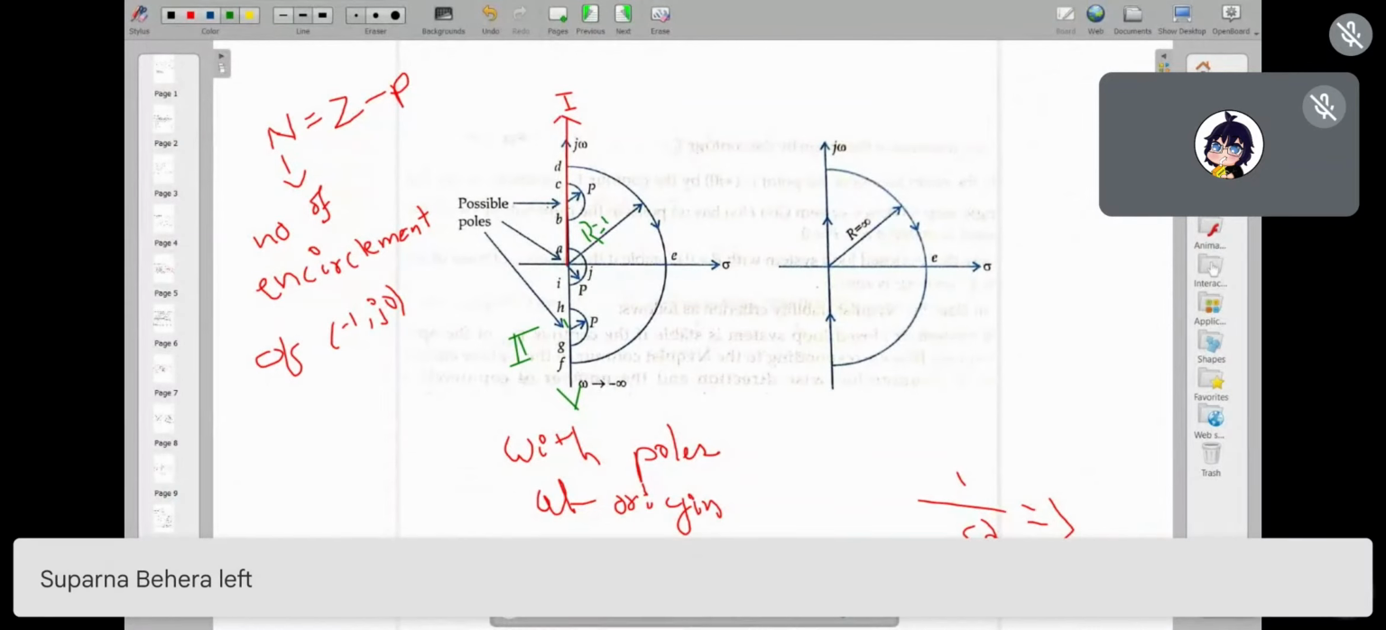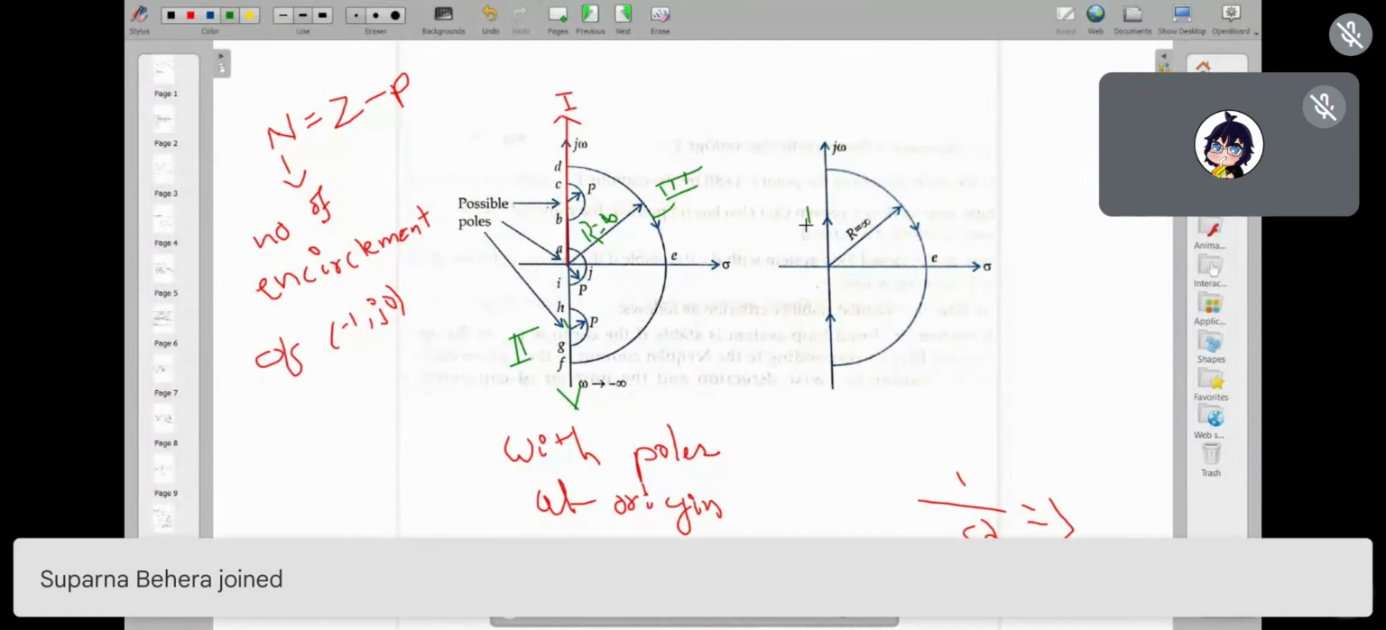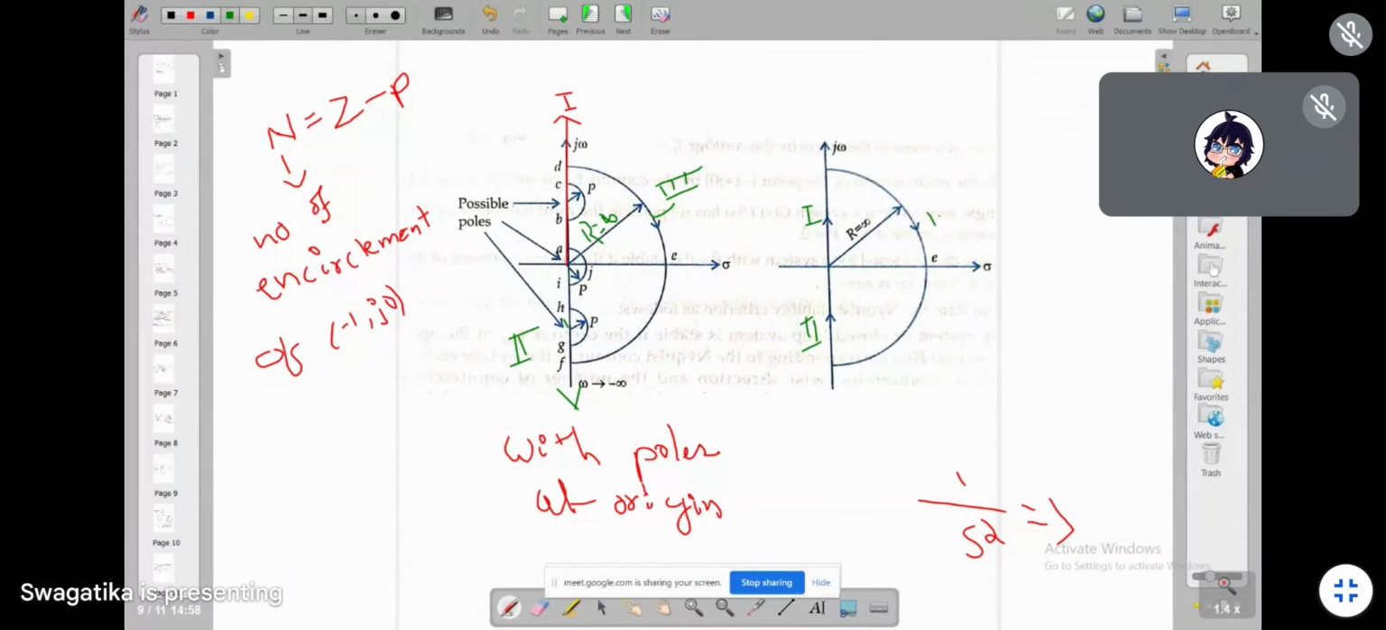The radius is equal to infinity. That is your path number 3. So here this is your path number 1, this is your path number 2, and this is your path number 3.